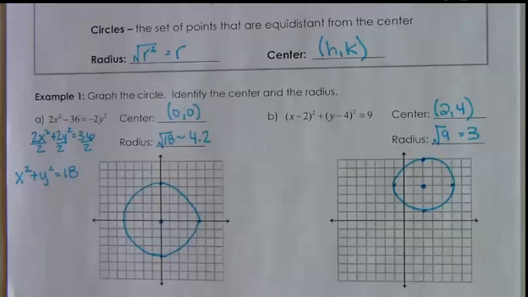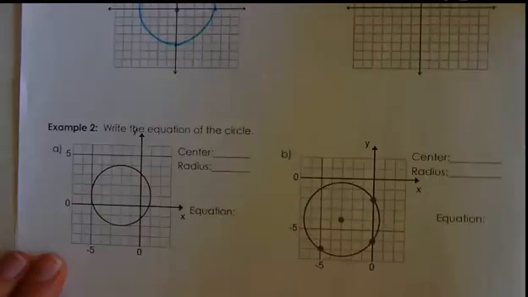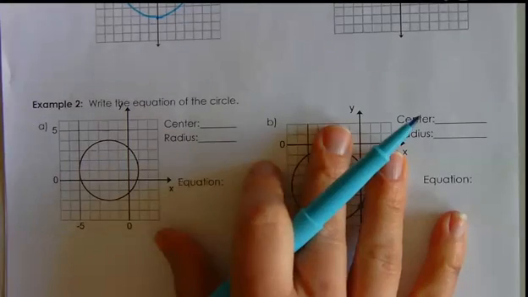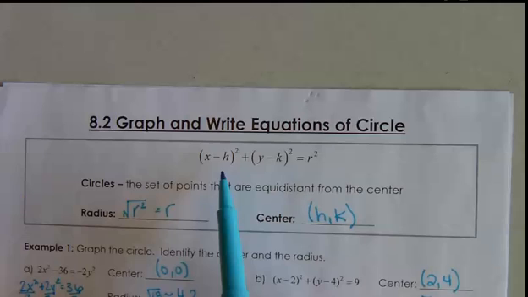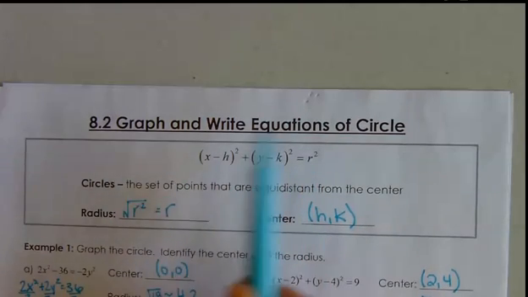Okay, so let's go ahead and write some equations now. We're going to write equations from lots of different things. First thing we're going to do is write equations from pictures. So here, in order to write the equation of a circle, you need only 2 things, and that's going to be your center and your radius. And that goes all the way back here. You need your h and your k, which is your center, and you need your r, which is your radius. So that's going to fill everything in.